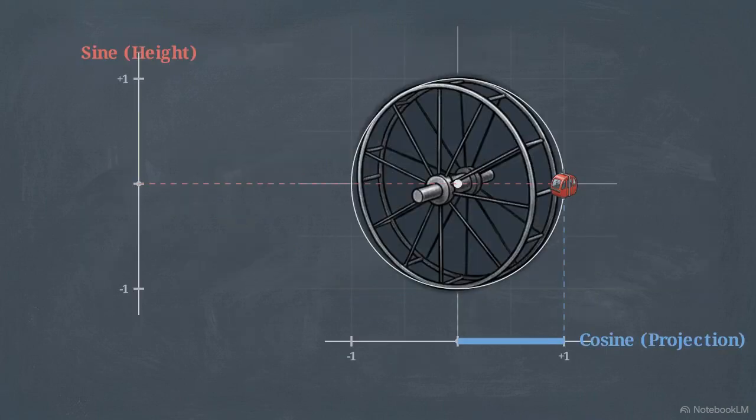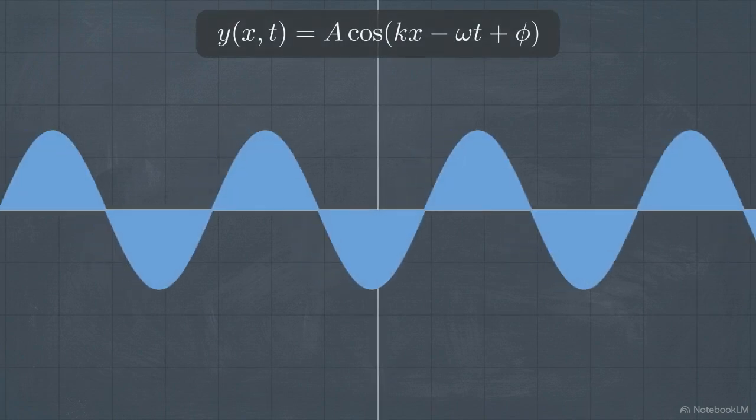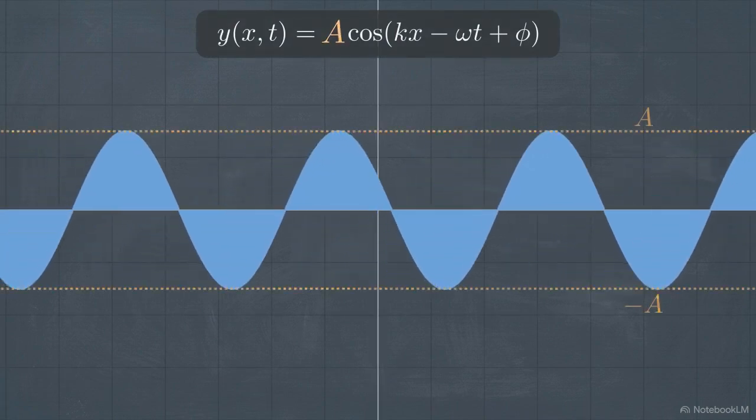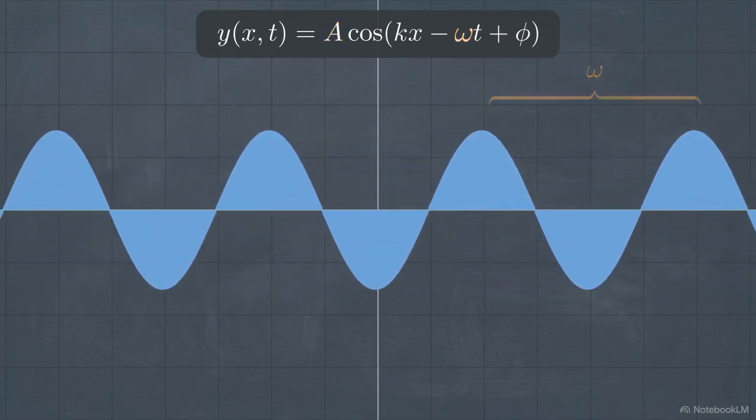Geometrically, if a sine wave tracks the vertical height of an object moving in a circle, a cosine wave tracks its horizontal projection. This plot displays the complete general wave equation. To understand how engineers use this formula to manipulate physical systems, we must deconstruct it.